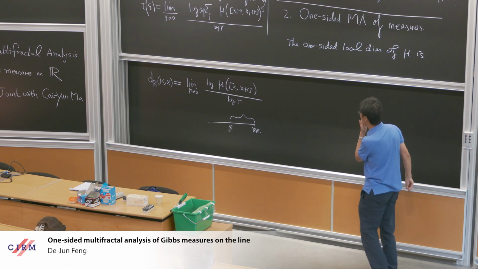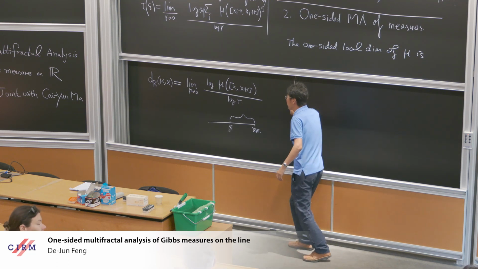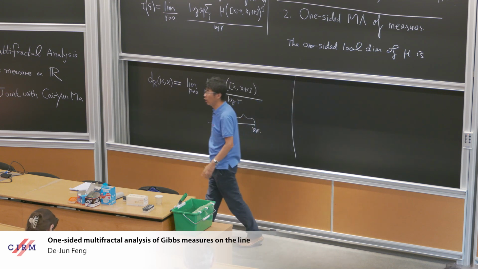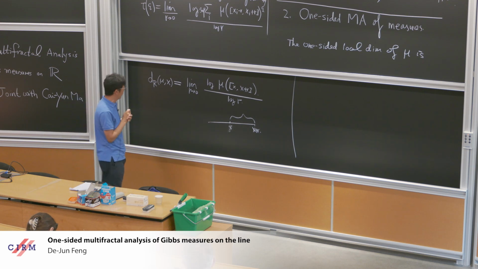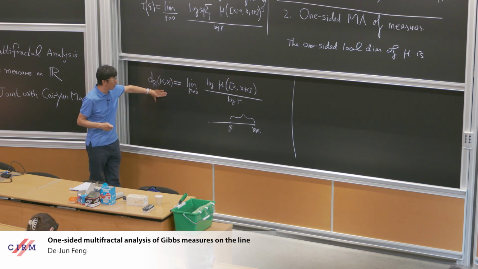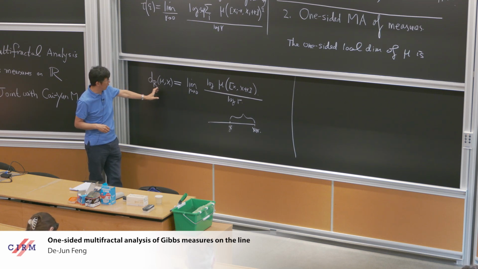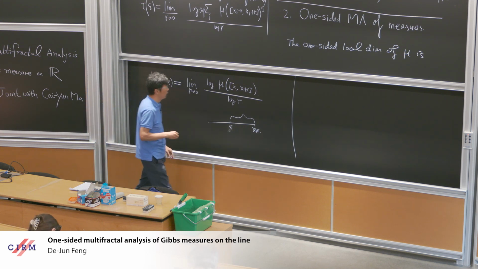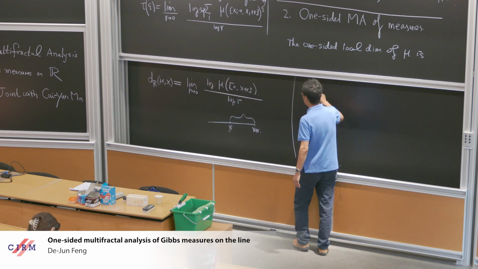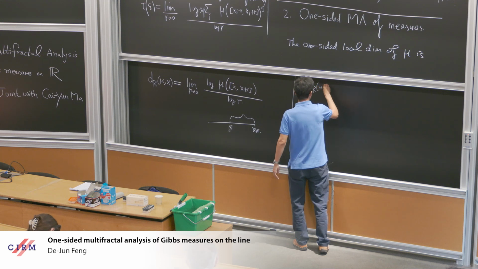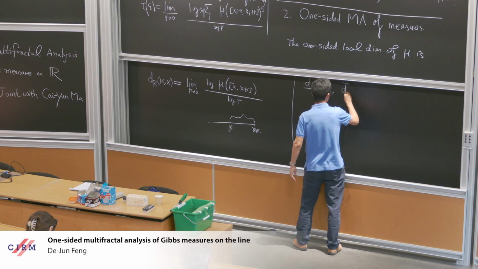Okay, in this case, one may ask the same question. How about the dimension distribution of level sets of one-sided local dimensions? Okay, so that's the limit. If the limit does not exist, we may simply consider the one-sided lower local dimension and upper local dimension.